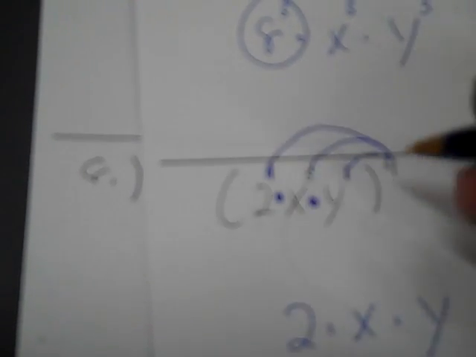Okay, so 4 times 1 is 4. 4 times 3 is 12. 4 times 1 is 4. I figure that out, 2 to the 4th is 16. So it's 16 times x to the 12th, y to the 4th.